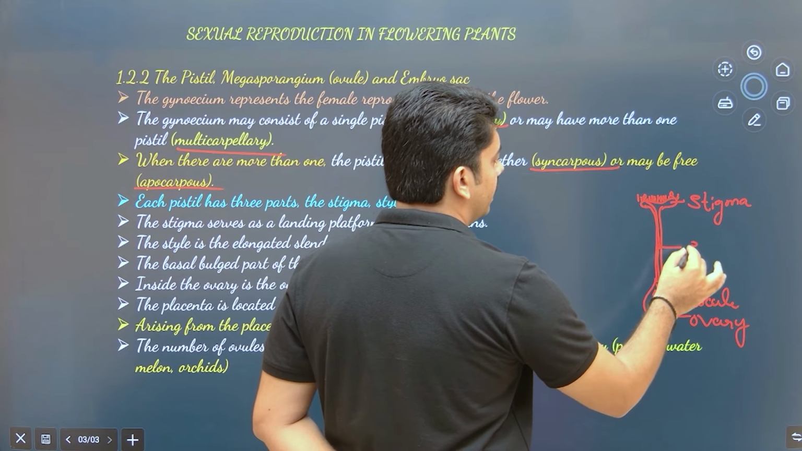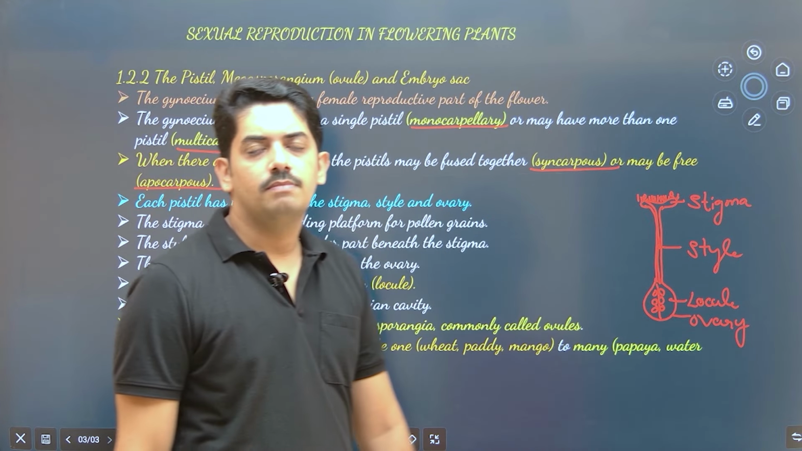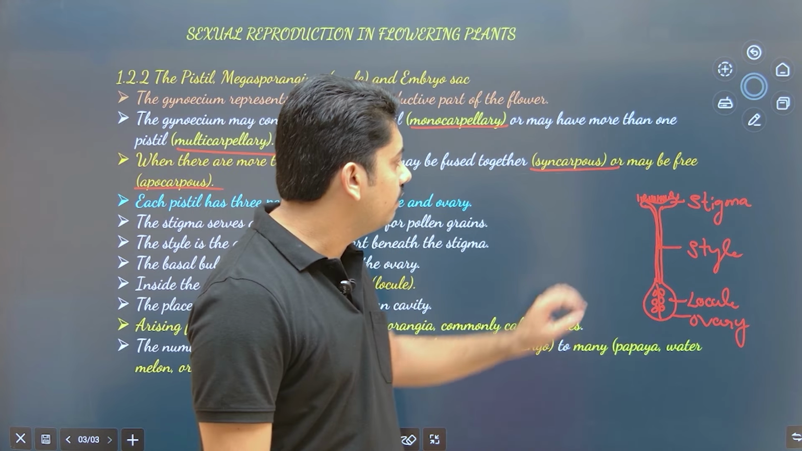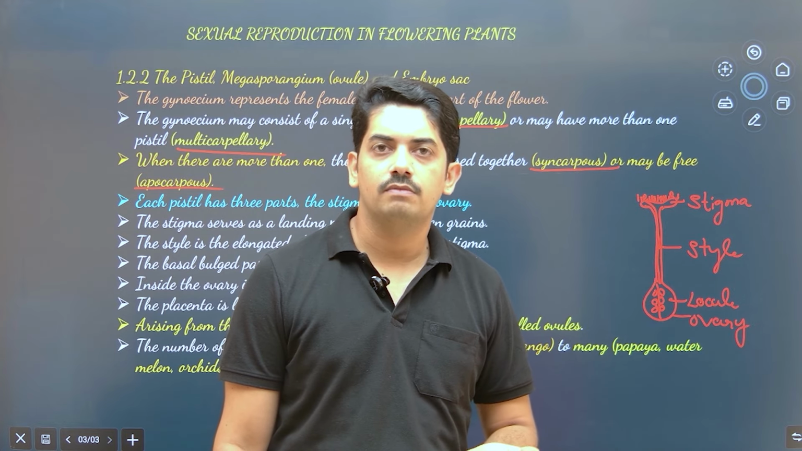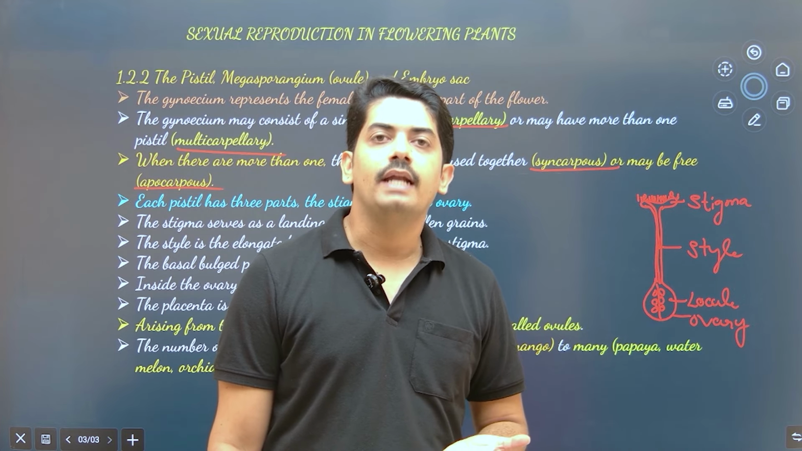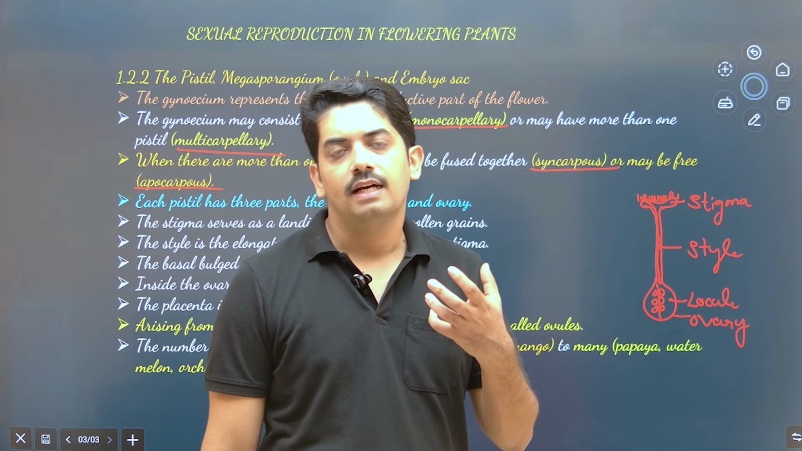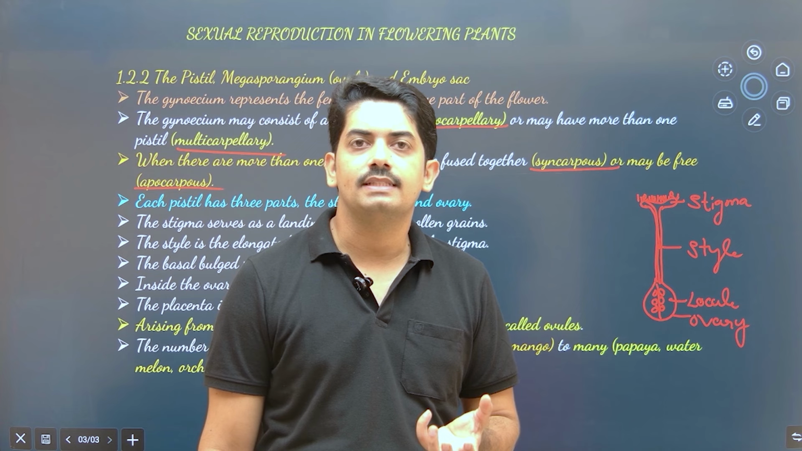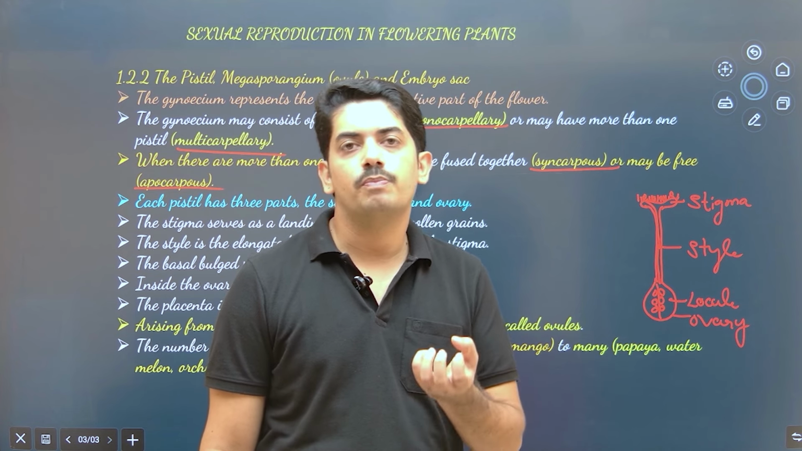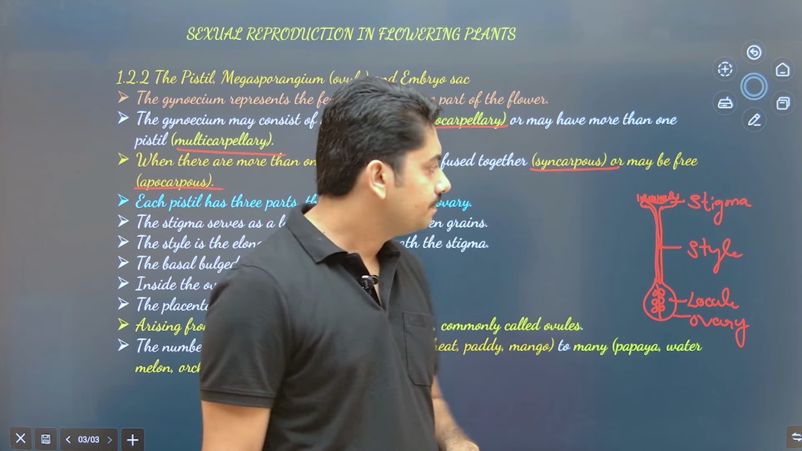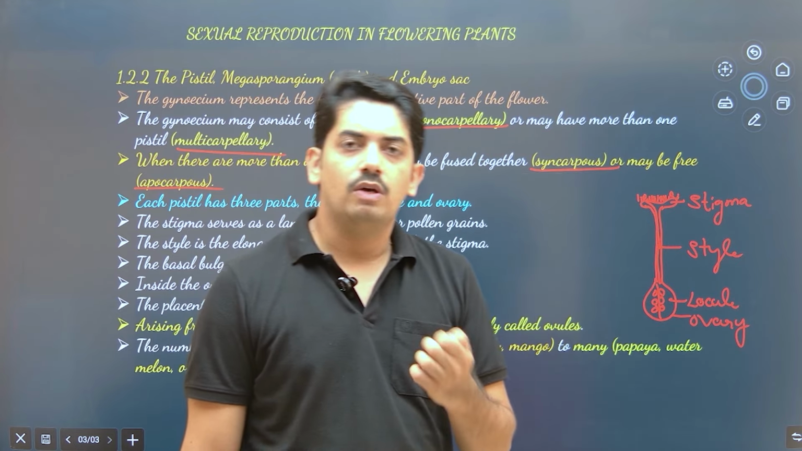This long part we call the style. Now the question comes, why is there a need of having a style? Stigma, of course, is a landing platform for the pollen grain, and it also helps in trapping the pollen grains, as well as the chemical present on the stigmatic surface allows the pollen grains to germinate and to produce the pollen tube. Now the style is just like what we observe in human beings.